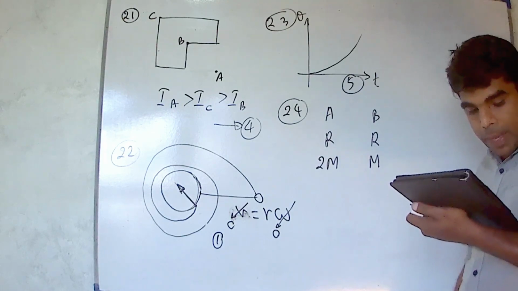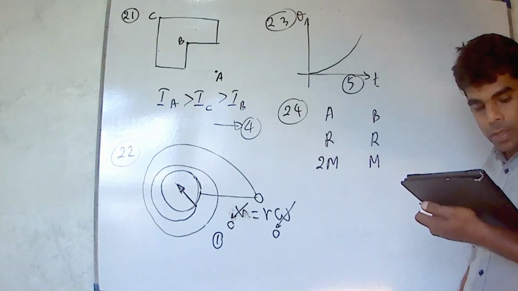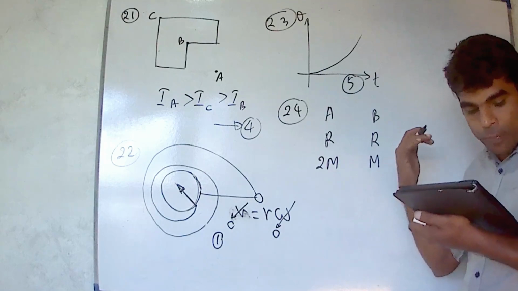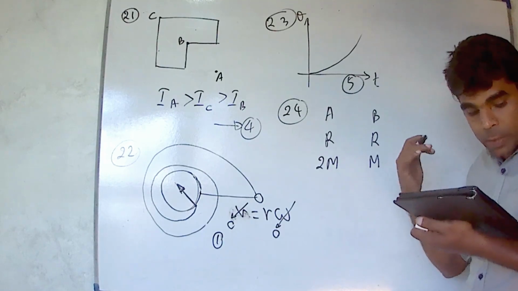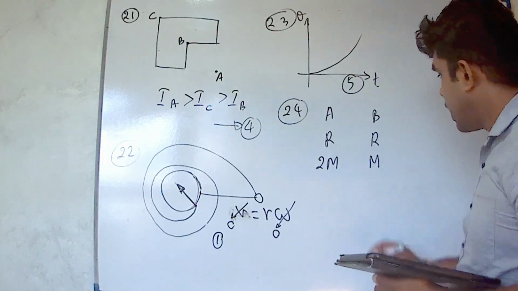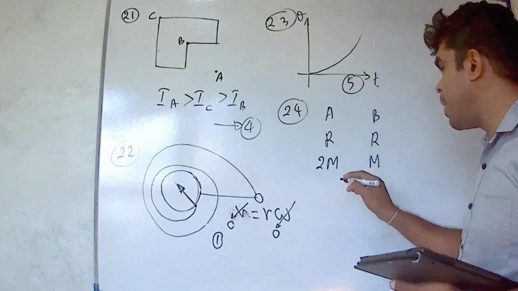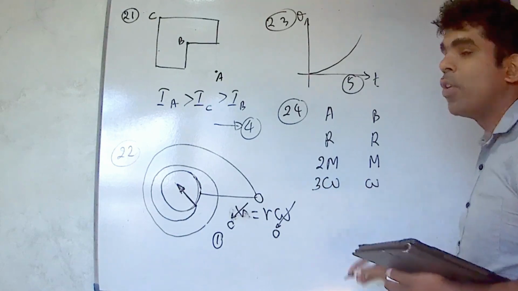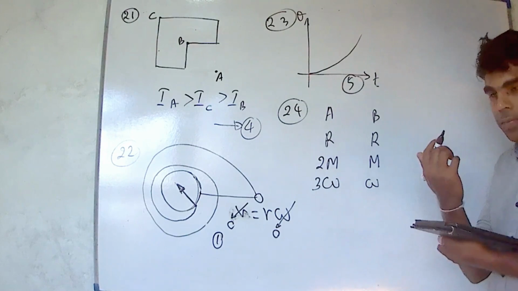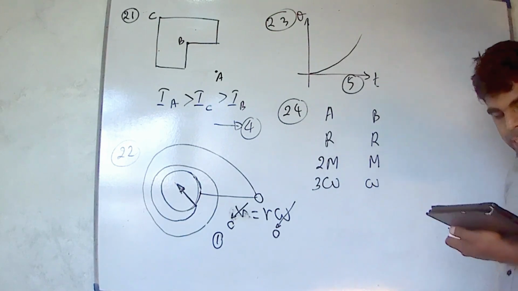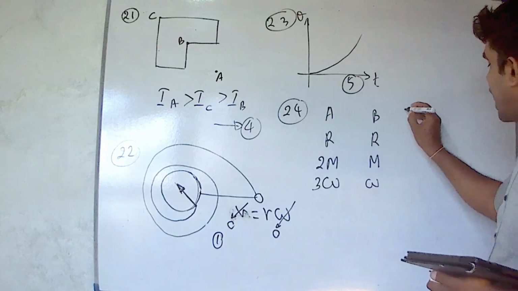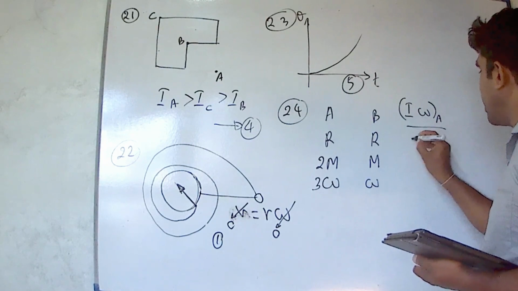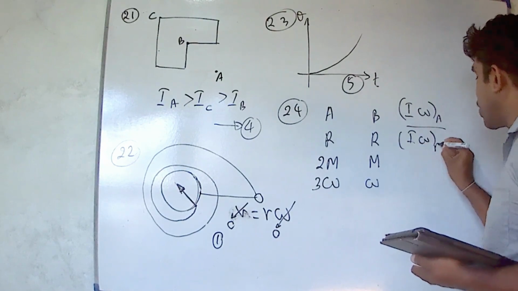Star A is spinning 3 times faster than B. It means the angular velocity of A should be 3 omega if the angular velocity of B is omega. Now we have to consider the angular momentum. We know that angular momentum is I omega. The I omega value of A divided by the I omega value of B is the question.